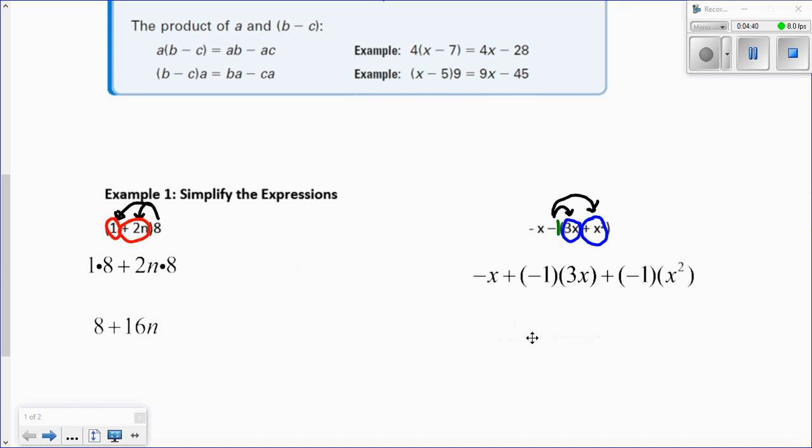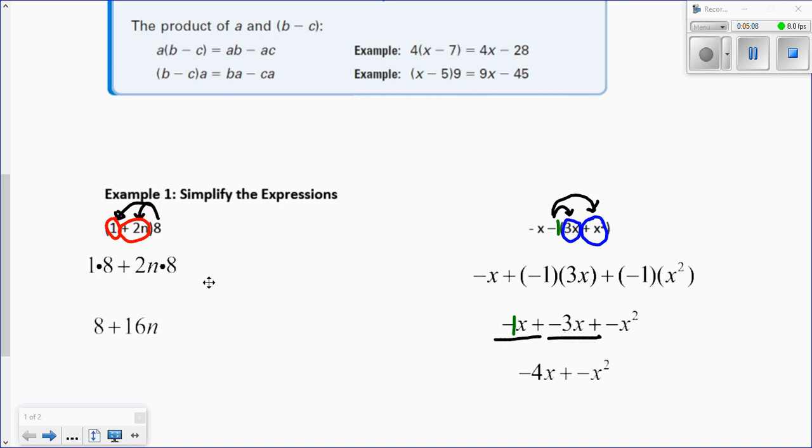So I've got negative x, which is really a negative 1x, plus a negative 3x plus a negative x squared. Now here I actually do have like terms. I have a negative 1x and a negative 3x. So those are going to get combined. Negative 1 plus negative 3 really means I have a negative 4x plus that negative x squared on the end, because I didn't have any like terms with it.